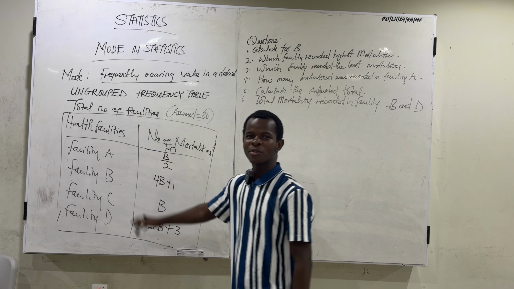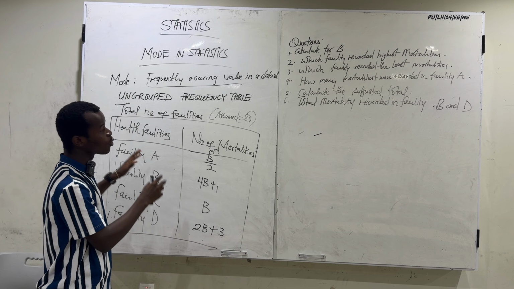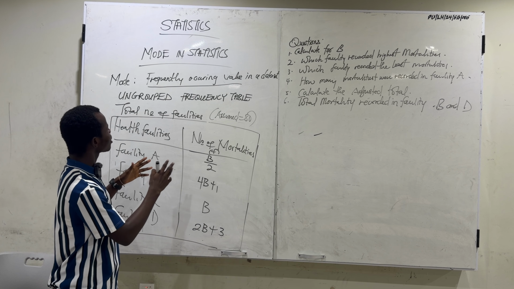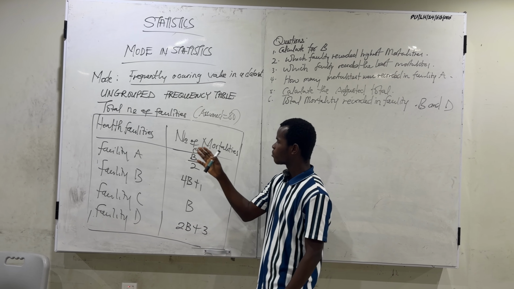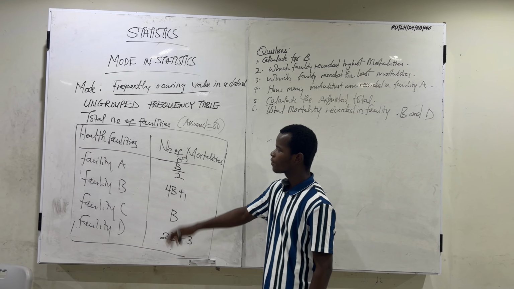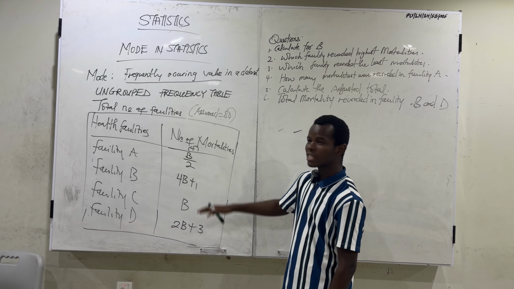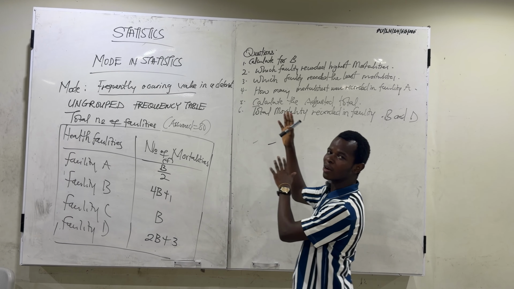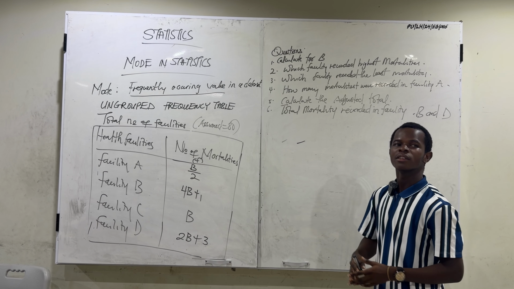All right, so we have another example here, and in this example, the table shows a typical ungrouped frequency distribution for which we are about to calculate the mode. On the table, we have health facilities and number of mortalities, which is our frequency. The health facilities are facility A, B, C, and D. The mortalities here are not directly given, so there are variables you are supposed to calculate before we can use them to solve our question. So let's go through the questions first, then we come and solve for the variable.